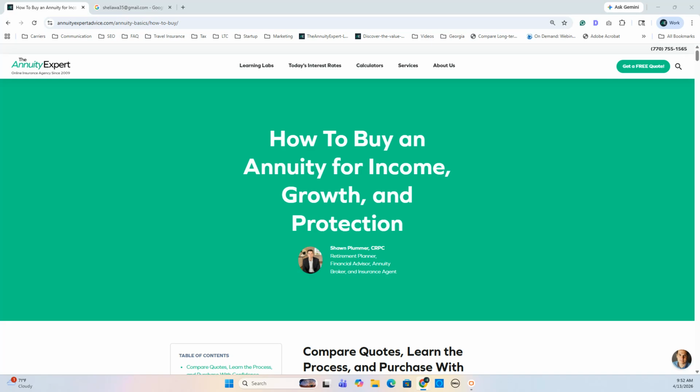A fixed index annuity allows you to earn interest on a fixed rate basis, or you earn interest based on a stock market index like the S&P 500, the NASDAQ, or the Dow Jones, but you're not in the market and you can't lose money to stock market performance. The insurance company just uses the index as a measuring stick to determine how much or how little interest you earn each and every year.